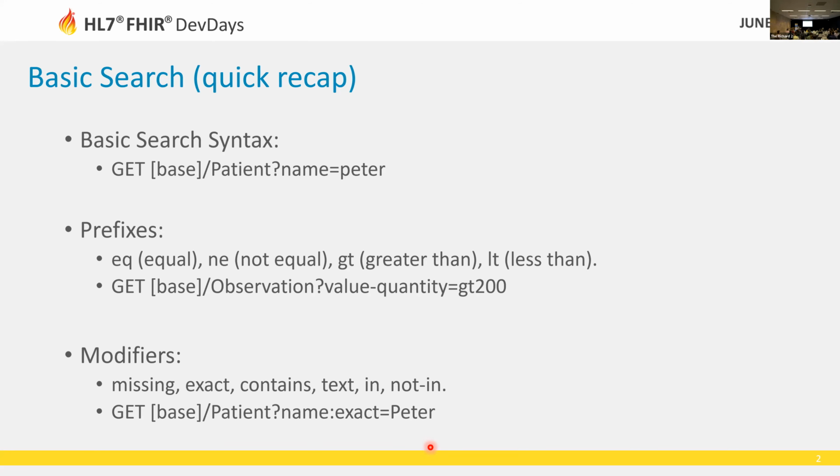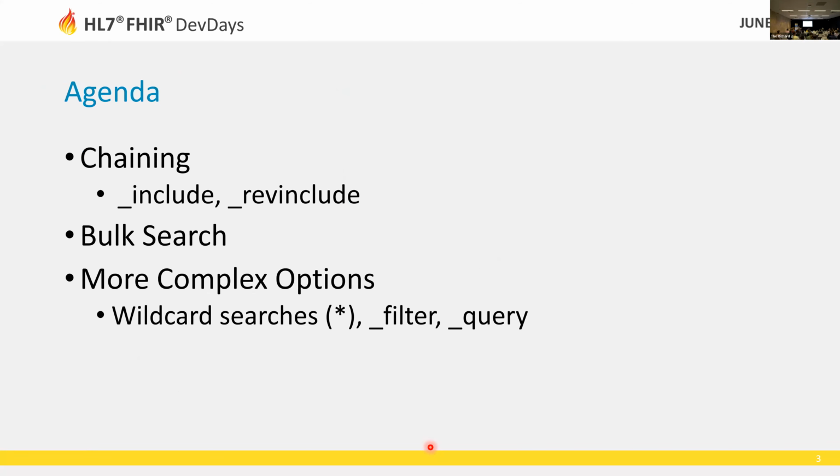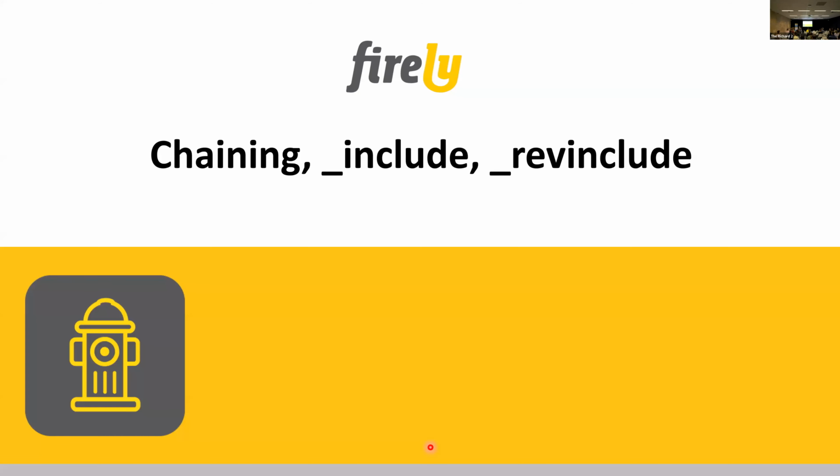So this is our quick recap. But the agenda for today's presentation is I will be talking about chaining. I'll talk about forward chaining, reverse chaining, and how we include these additional resources, the reference resources, in the response. We will talk about bulk searching, and we'll also talk about some of the complex options as well. So chaining.